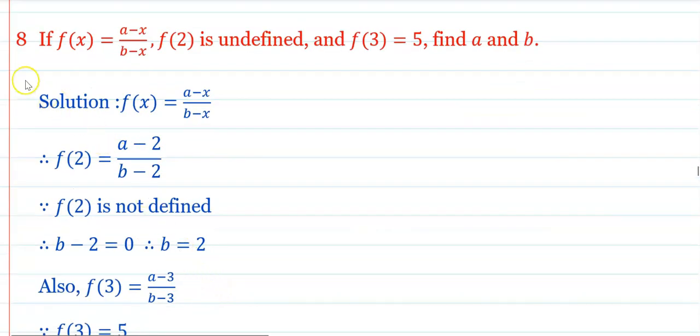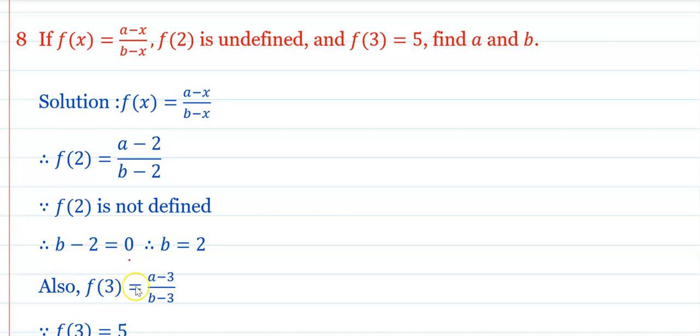Now the next, if f of x is equals to a minus x upon b minus x, f of 2 is undefined and the f of 3 is equals to 5. Okay, find the value of a and b. आपल्याला काय a and b हे values find out करायचे. f of 2 is undefined. Now first is f of x is equals to a minus x upon b minus x. f of 2 त्याने undefined दिलाय, मग आपण काय लिहिणार, f of 2 is equals to a minus 2 upon b minus 2. हा undefined केव्हा होतो, जेव्हा डिनोमिनेटर त्याचा 0 असतो, means b minus 2 that is equals to 0.